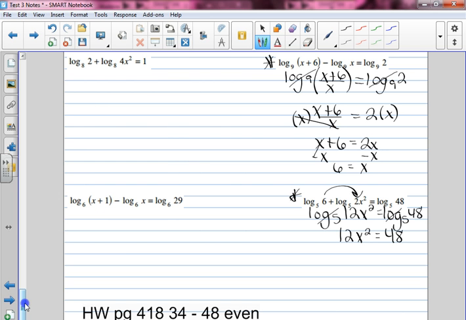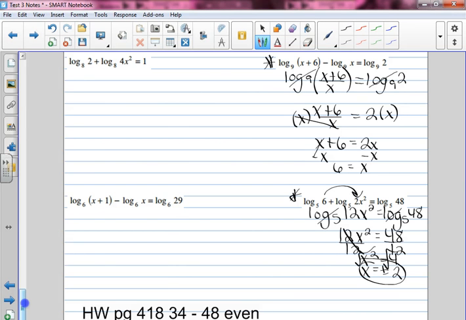Now I need to get x squared by itself, so I divide by 12 on both sides. So x squared equals 4. And then you take the square root on both sides to get rid of the square. This is old news. And x equals plus or minus 2. Because whenever you take an even root, you always put plus or minus.